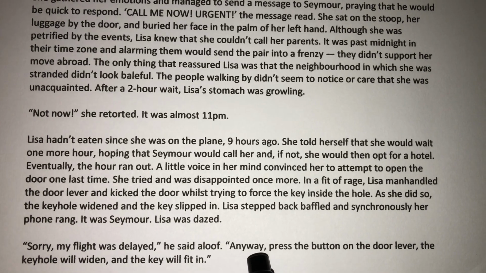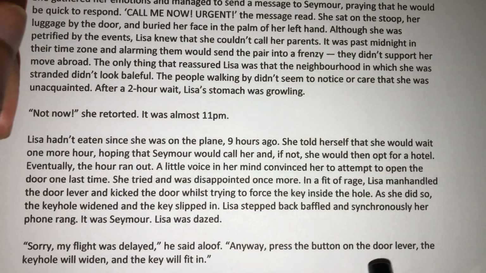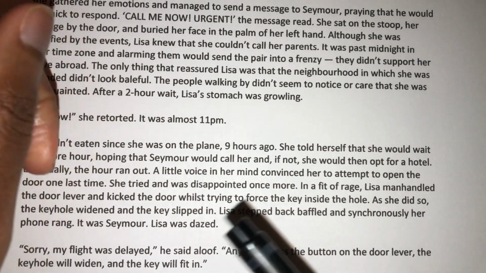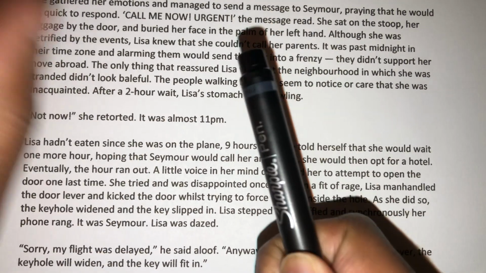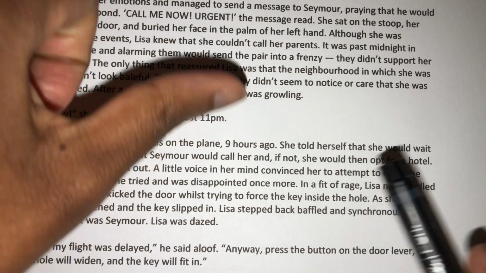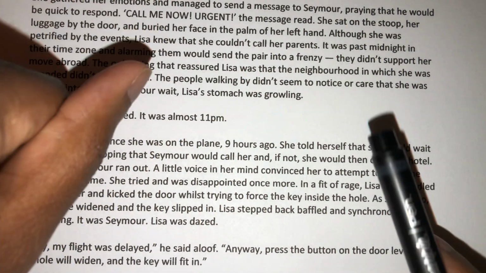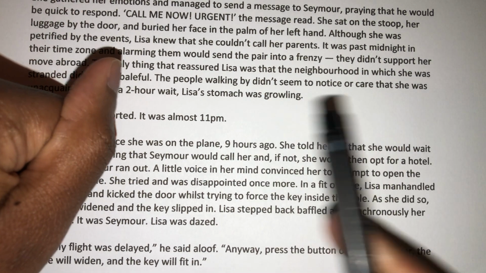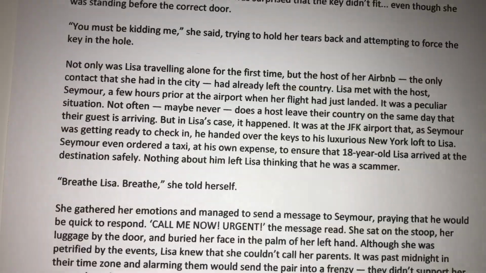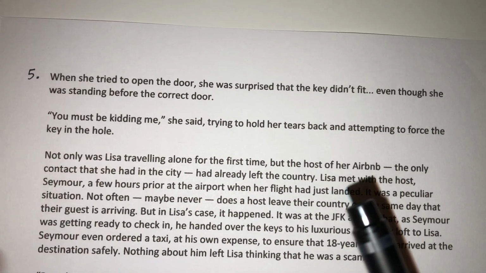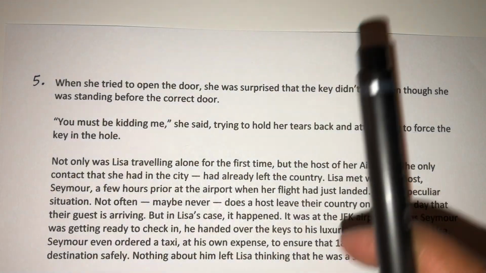And he says, anyway, there's actually a button on the door lever that when you press that button, the key will fit in. So when she was doing this here and just manhandling the door lever, she actually pressed on a button without knowing. So the button made the keyhole widen, and the key went in, right? Which she wasn't really doing at the beginning. She wasn't really holding onto the lever. She was just trying to put the key in before opening the door, okay?